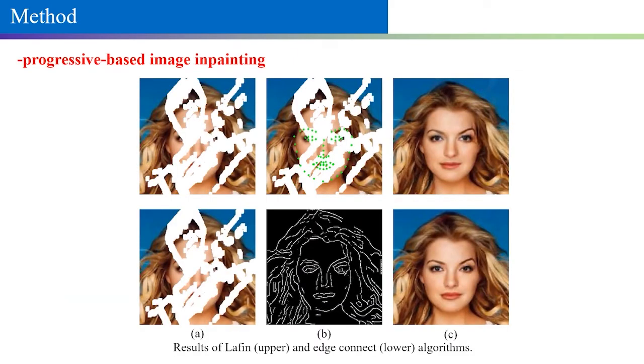The following figure is the results of the EdgeConnect and LAFIN algorithm. A is the input image, then B. The top presents the version of the landmark on the masked image. The bottom is the generated edge, and C is the generated result.